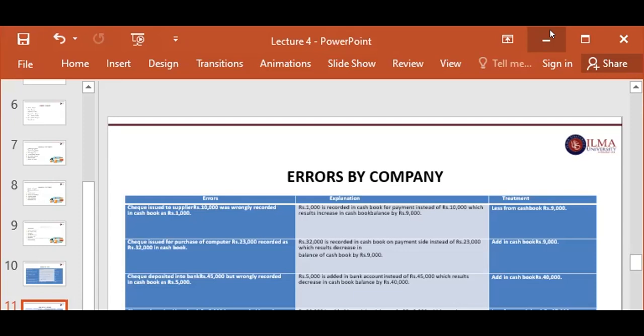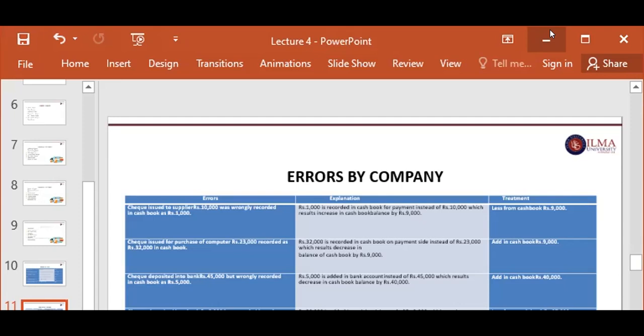The next error, a check deposited into the bank rupees 45,000 but wrongly recorded in the cash book as rupees 5,000. Rupees 5,000 is added in the bank account instead of 45,000, which results in a decrease in cash book balance by rupees 40,000. And this should be added in the cash book as rupees 40,000.